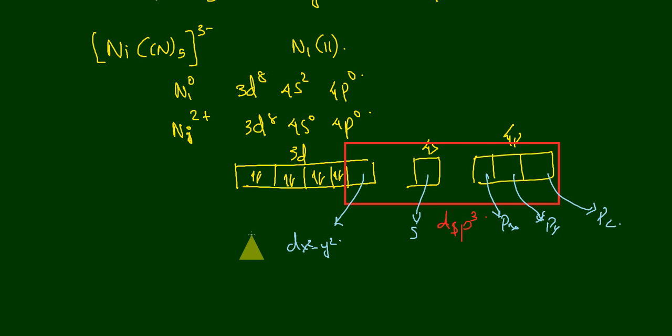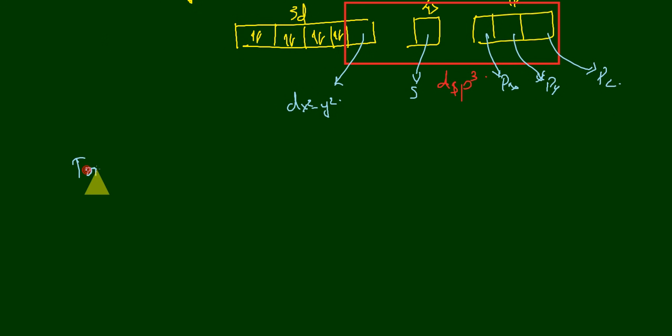So in the last class, when we were dealing with the trigonal bipyramidal case, there also we saw the dsp3 hybridization. But what were the orbitals in that case?